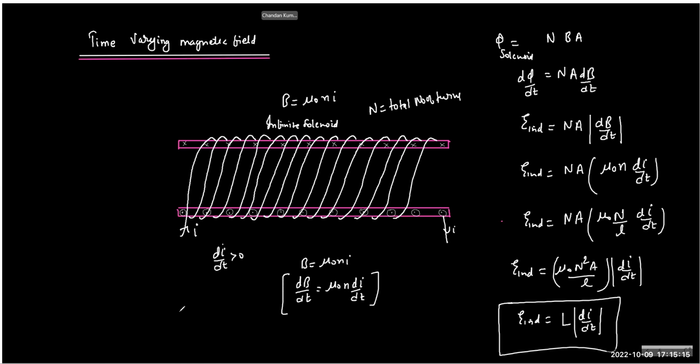In questions where the flux is only changing by virtue of change of current, we can also say that it will oppose the current change. So the general answer is flux change, but a specific answer is current change, when the flux dependency is only on the current itself. Okay.